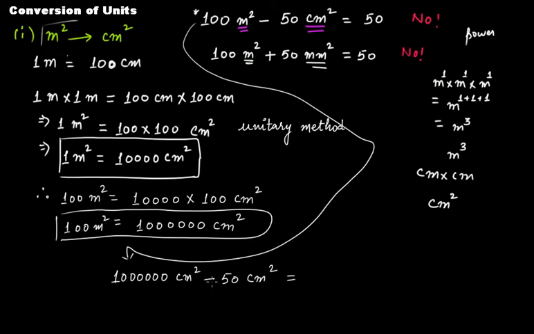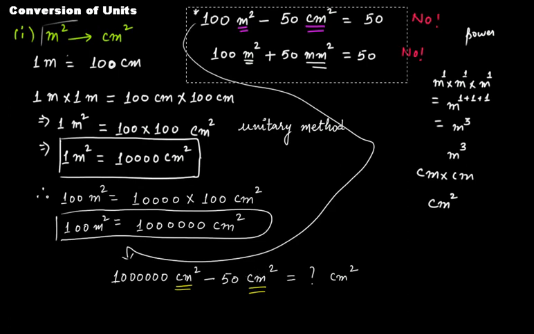Now you can simply subtract these two values, that is, if you subtract from this one whatever you get and simply write centimeter square, because you now have the same units, right? Let's take the second one. I'm not solving this one, I'm just leaving it for you. I'm just trying to explain to you the importance of the conversion of units and how we perform it. Let's take the second one.